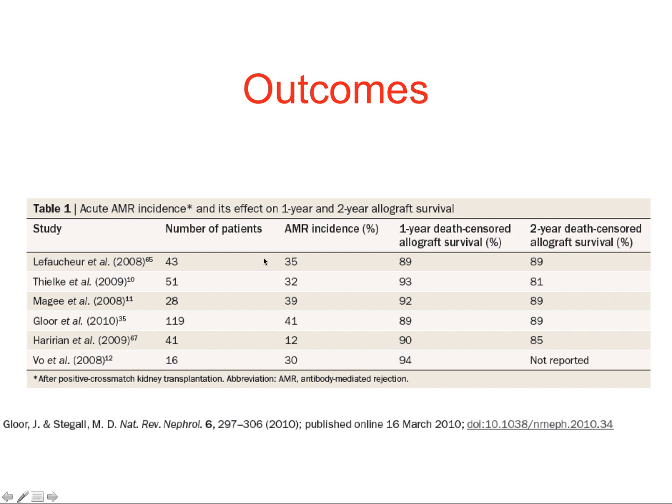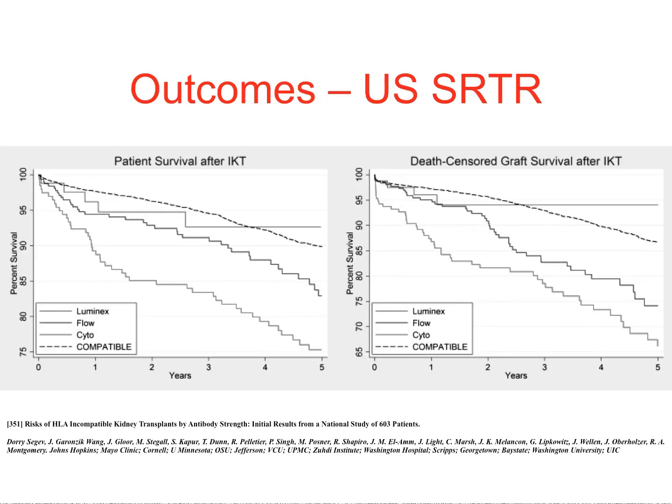This is from a review looking at antibody incompatible transplantation. And you can see most of these are relatively small series, but you can see that the antibody-mediated rejection rate is fairly consistent at around the 30% rate. And looking at 2-year death-censored graft survival rates of around 85%. So not fantastic results.